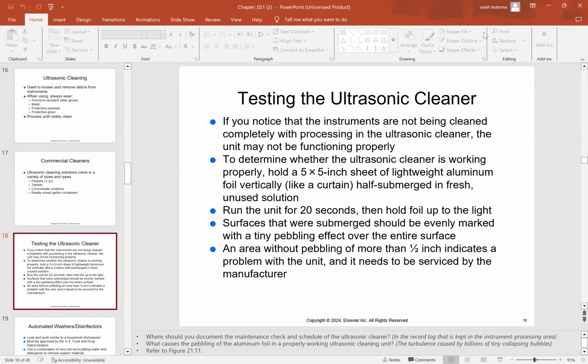If you notice that the instruments are not being cleaned completely with processing in the ultrasonic cleaner, the unit might not be functioning properly. To test, we would hold some foil 5x5, submerge halfway into fresh, unused solution. We would run for 20 seconds and then hold the foil up to the light. If it's running correctly, we should see dimples in the foil.